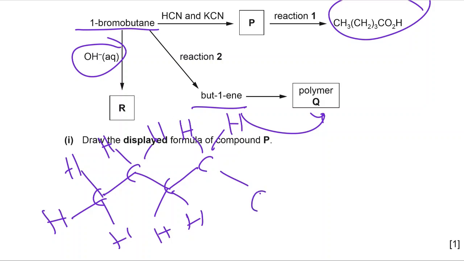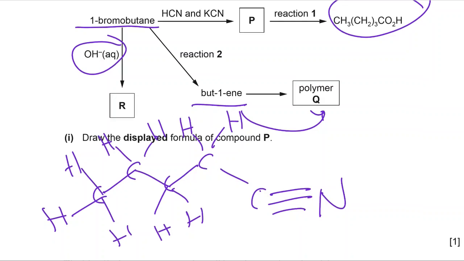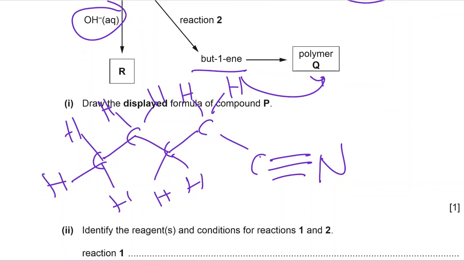But please keep in mind, for a displayed formula this CN is not accepted. You need to draw it this way, with a triple bond to nitrogen. They haven't asked about the name, but the name of this compound is pentanenitrile, because with 5 carbons it becomes a nitrile.